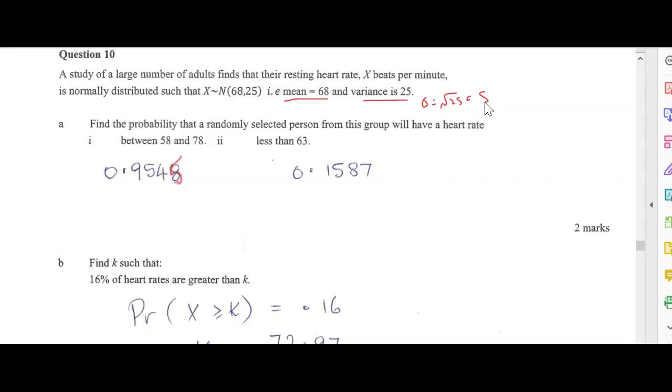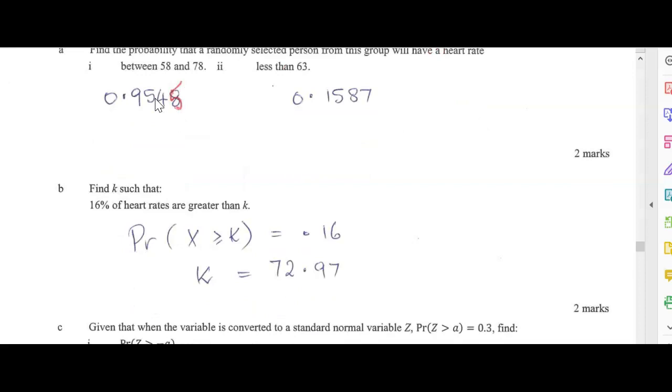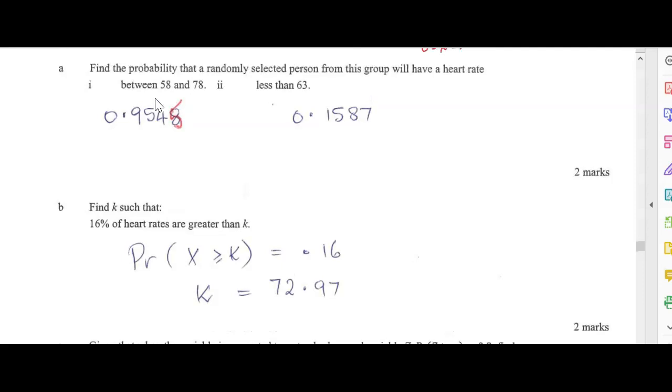So it has said it's normally distributed, so you can just easily do that on your calculator. I'm not going to do that because we've done heaps of normal distribution and it's not too tricky. Hopefully you get the right answer though, the answers are there. Find k such that 16% of heart rates are greater than k. So this is where we've got to use the inverse normal. We use the same standard deviation and mean, but we're using inverse normal this time. So I might do this question, part B.